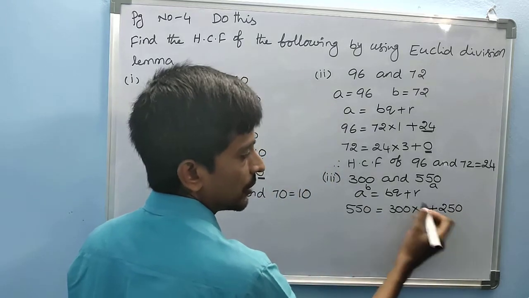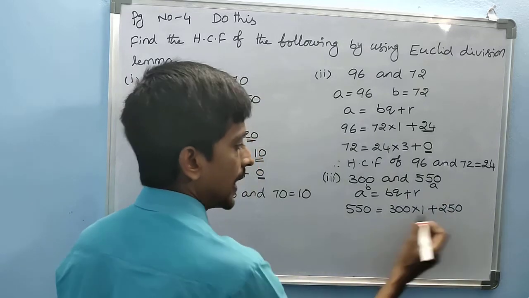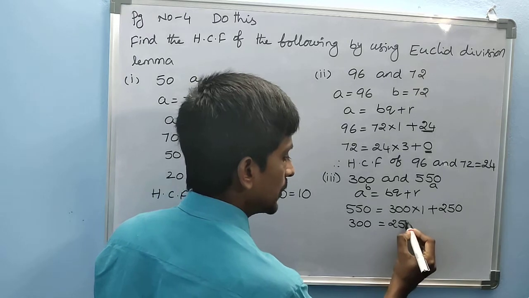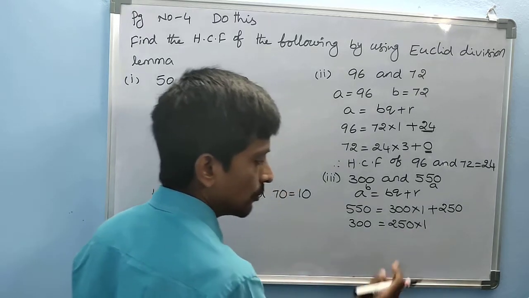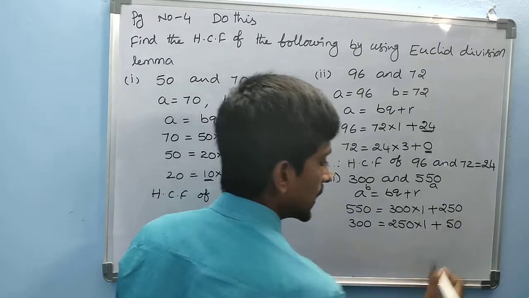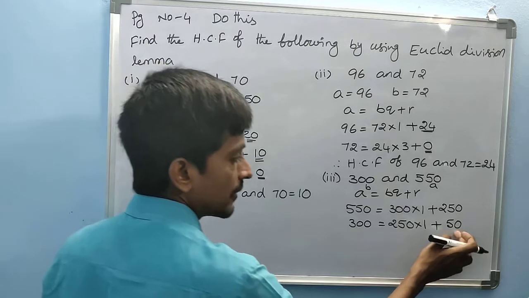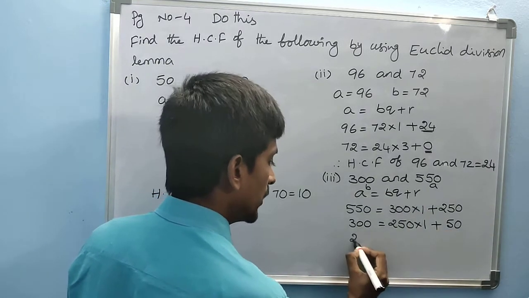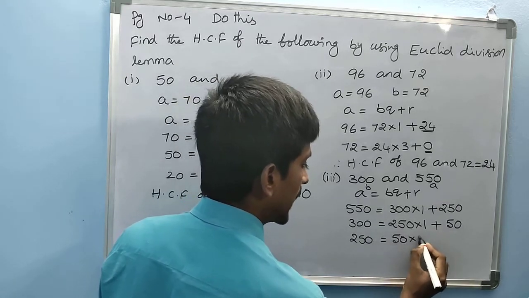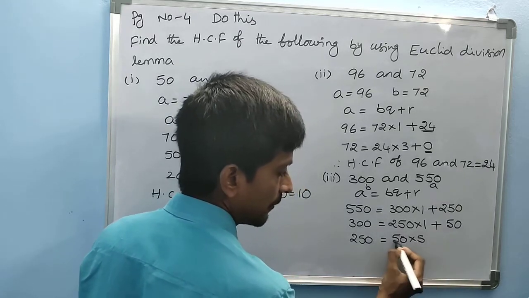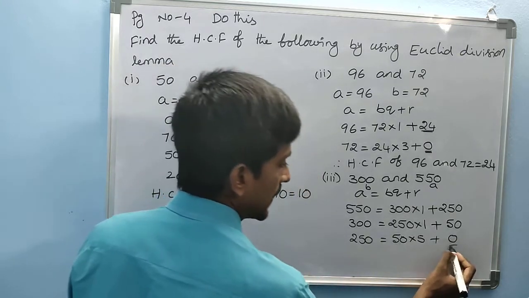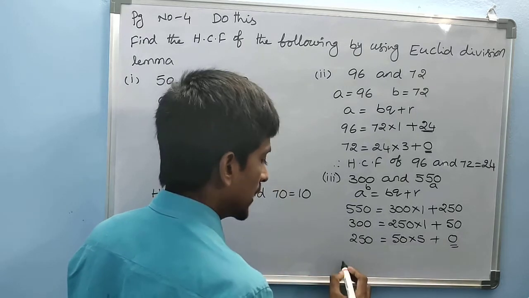R is not equal to 0. And 300 equals 250 into 1 time, 250 plus 50, since 300 minus 250 is 50. R is not equal to 0. Again 250 equals 50 into 5 times, 5 fives are 25, 250 plus 0. So here R equals 0, B value is 50.